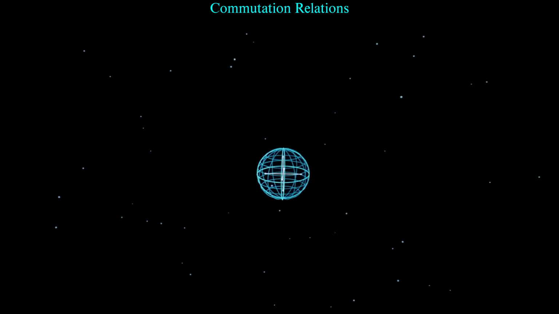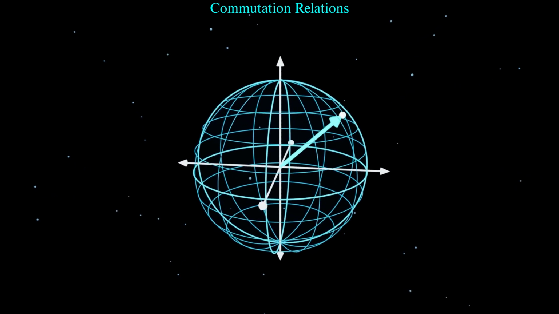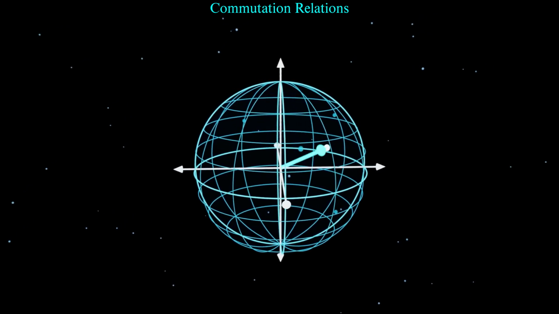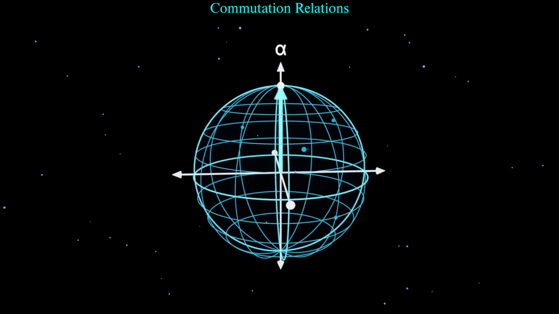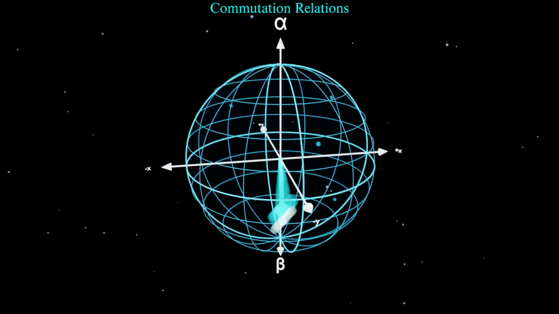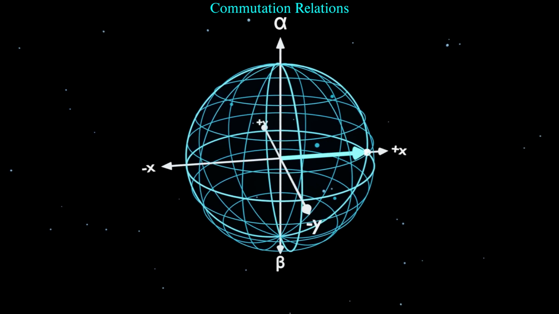Now, bringing this back once more, the Bloch sphere is actually an exceptional model for understanding this. On the Bloch sphere, a pure spin 1/2 state points in one definite direction. If the state points along z, it's either alpha or beta. If it points along x, it's either plus x or minus x. And if it points along y, it's either plus y or minus y.